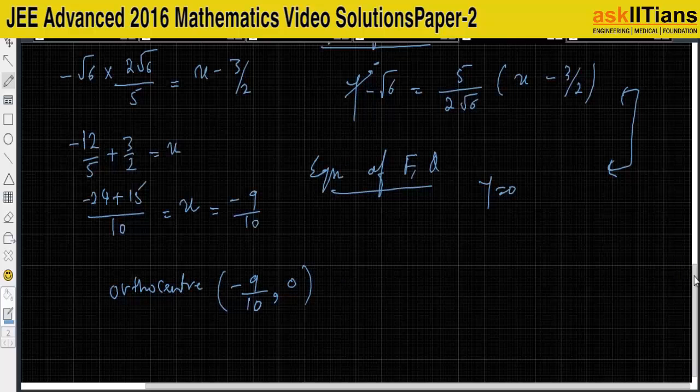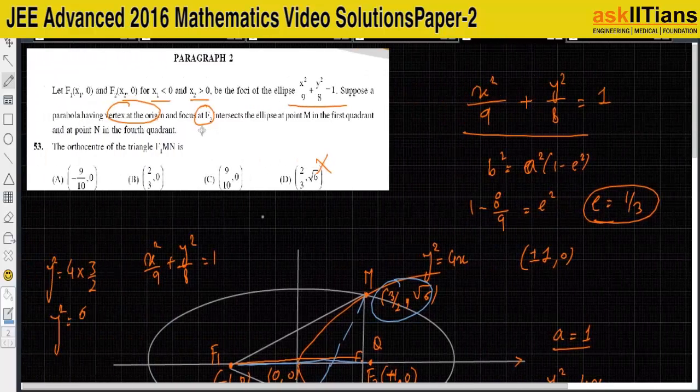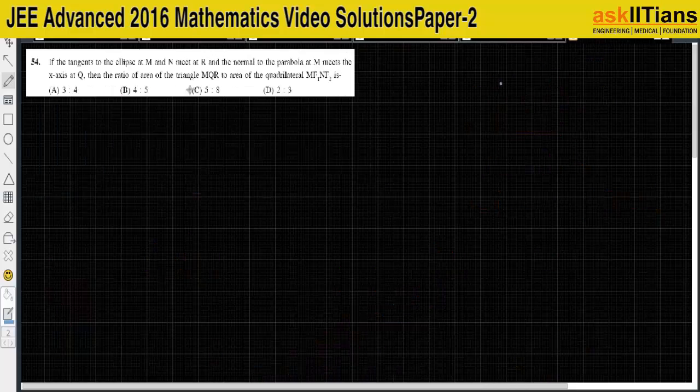So the answer for this question was minus 9 by 10 comma 0, right? We just needed to find the orthocenter, and this is the correct answer, option A. Alright, 9 by 10 comma 0 is not correct. This is also not correct. Minus 9 by 10 comma 0. Okay, let's look at the next question.